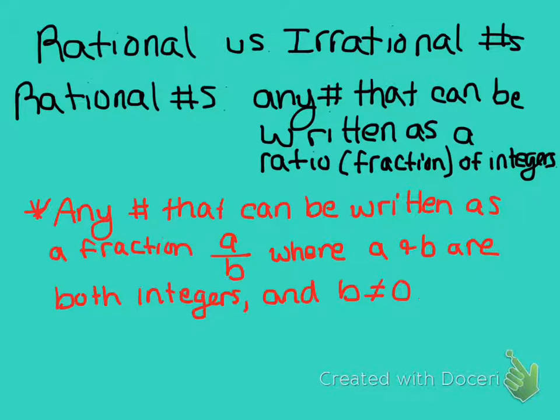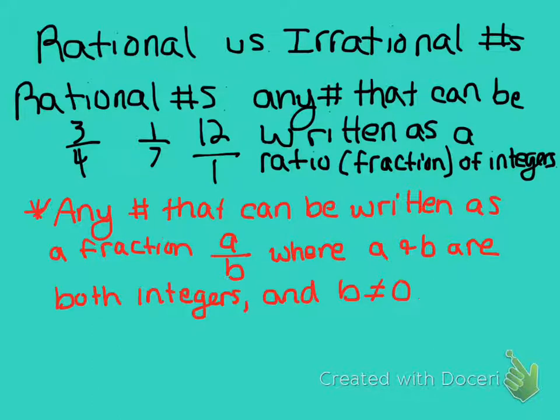So you know what a fraction is. 3 over 4. 3 over 4 is a fraction of integers because those are both whole numbers. 1 over 7, 12 over 1, those are all ratios of integers. The more formal definition is any number that can be written as a fraction a over b, where a and b are both integers and b is not 0.